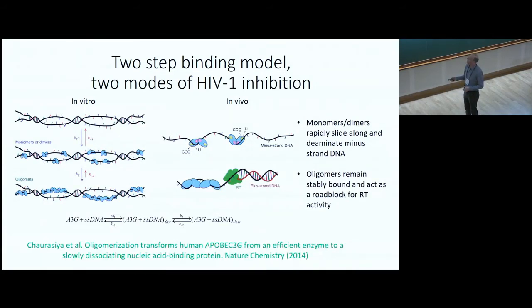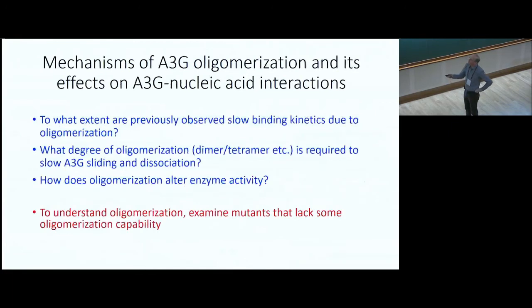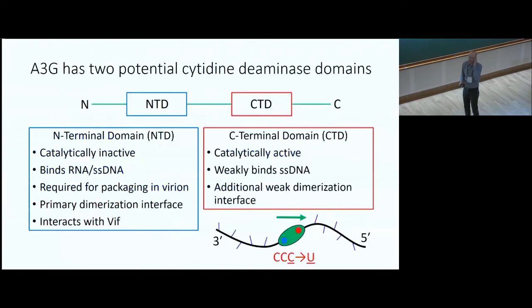So we went back and said, okay, we're going to ask these questions. To what extent are these previously observed slow binding kinetics due to oligomerization, and what degree of oligomerization is required, and then how does the oligomerization alter this enzyme activity? To understand the oligomerization, we looked at mutants that lack oligomerization capability. So we contacted our collaborator, Linda Celico, who is an expert in studying all the different APOBEC proteins, and she sent us some mutants.